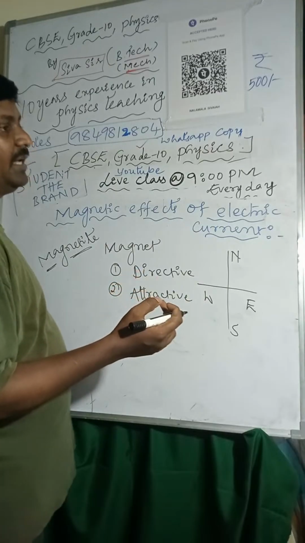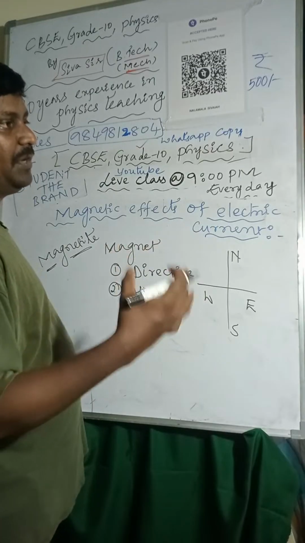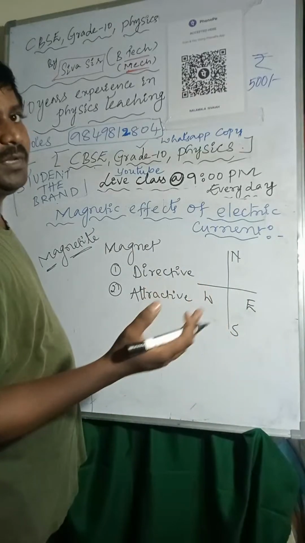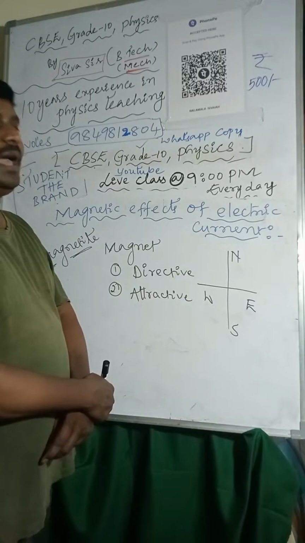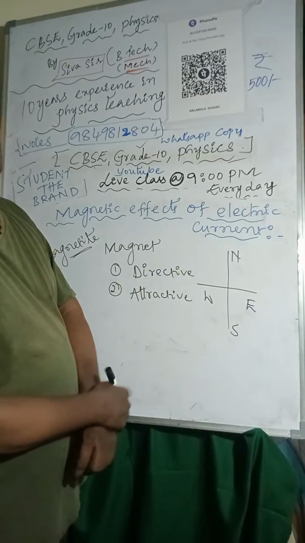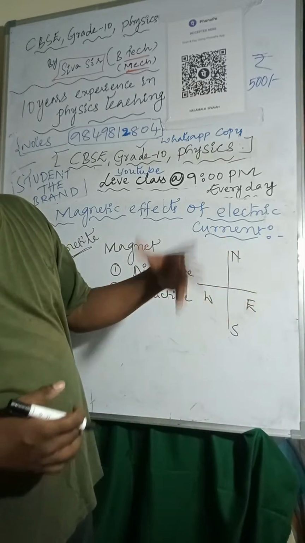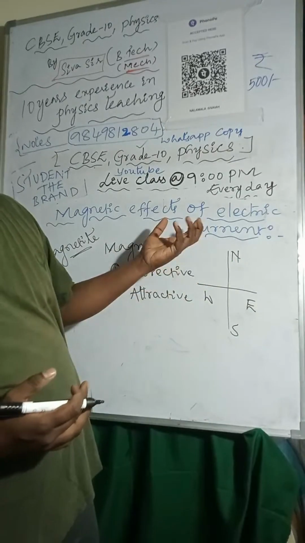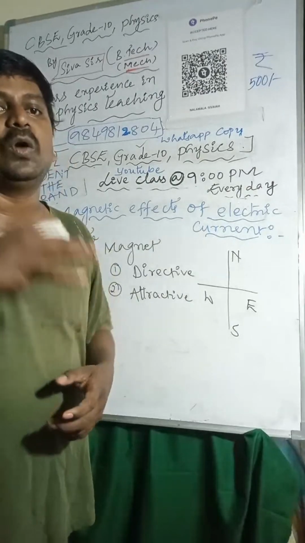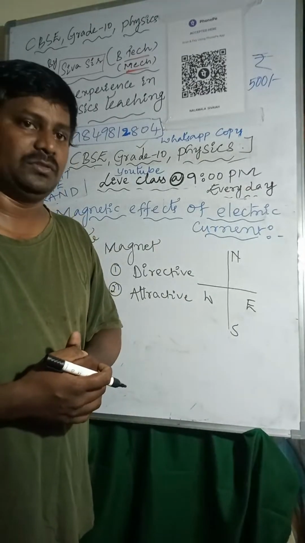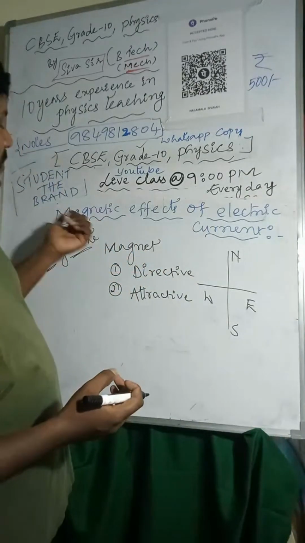In olden days, when people were moving on the sea, this magnet could lead them towards directions. They could navigate with the help of this natural magnet. That's why it is also called lodestone.